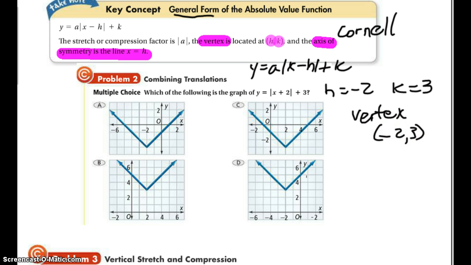So all we need to do is to find one of these graphs that has a vertex at (-2, 3). This one has (2, -3). This one has (-2, 3). This is a good option. This one is (2, 3), and then a (-2, -3). Well, A, C, B do not work. This one here, (-2, 3), that's our vertex. Our answer is going to be D.